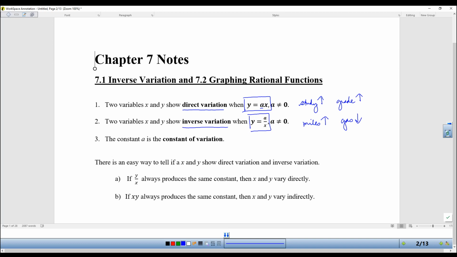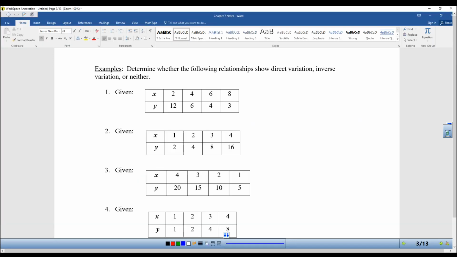While you can say if two things are going up, they might be direct variation, there actually is a way to tell. If you divide y by x and it always produces the same constant, then x and y vary directly. If you multiply x and y and they always produce the same constant, then x and y vary inversely, not just one going kind of up and one going kind of down, but they actually have inverse variation. We'll do some examples and you'll see.